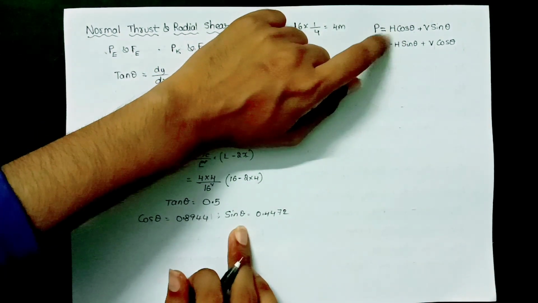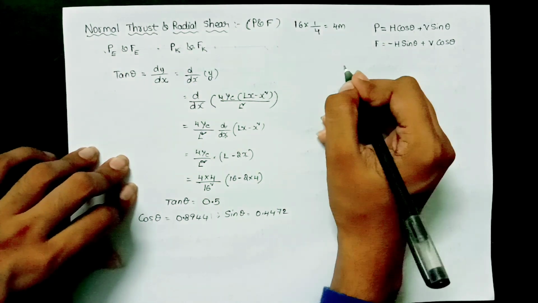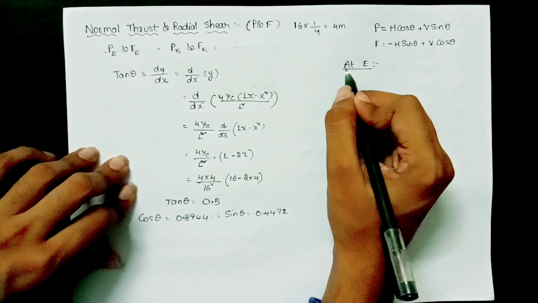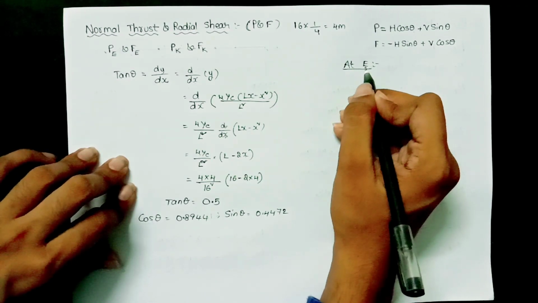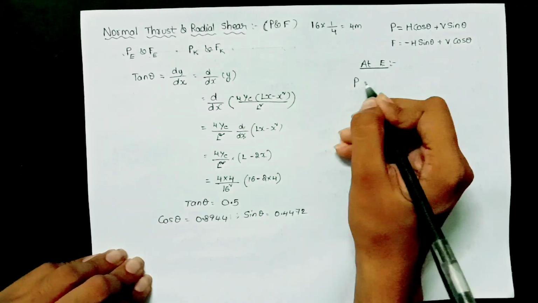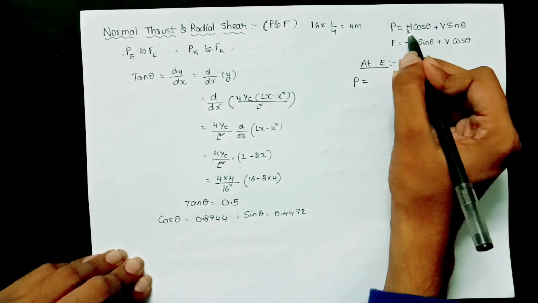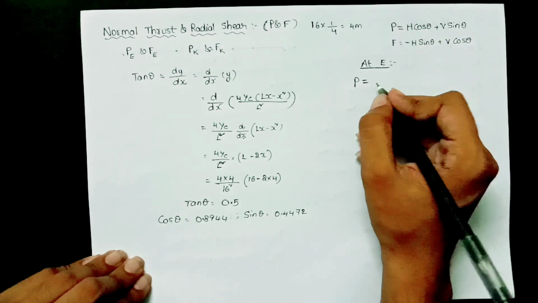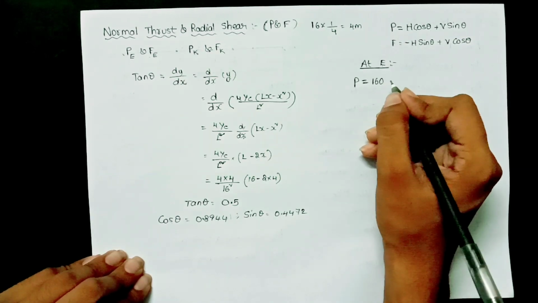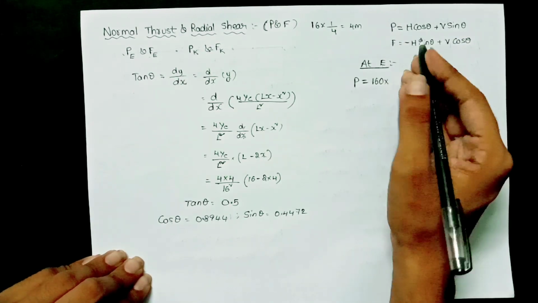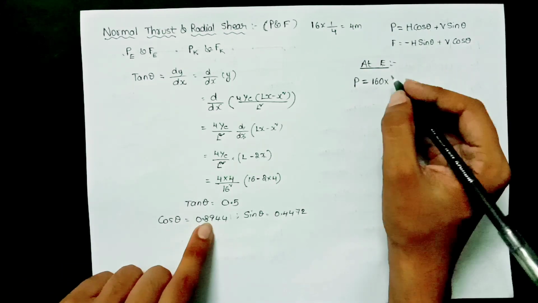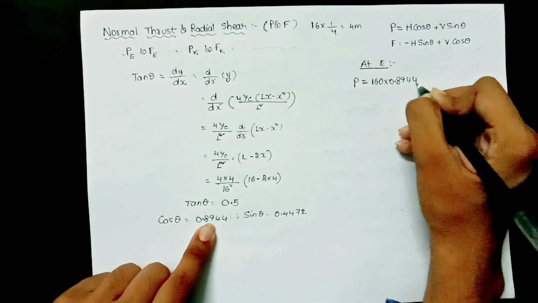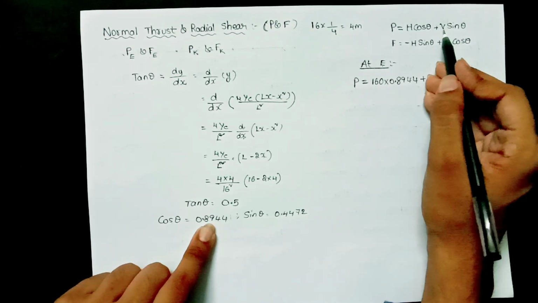Now I can substitute in this formula. For example, I am taking point E. First of all, I am calculating the normal thrust and radial shear at E. Normal thrust P equal to H, which is calculated in step 2. In step 2, the H value is obtained as 160 kilonewton. H is nothing but the horizontal reaction, and cos theta is 0.8944, plus V, the shear force.